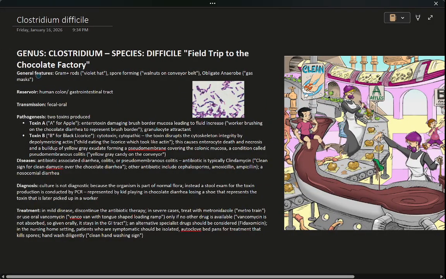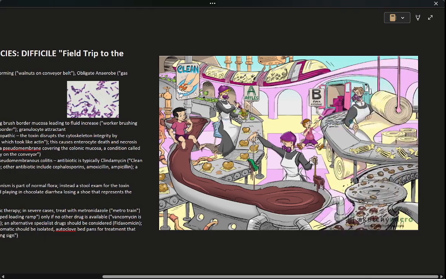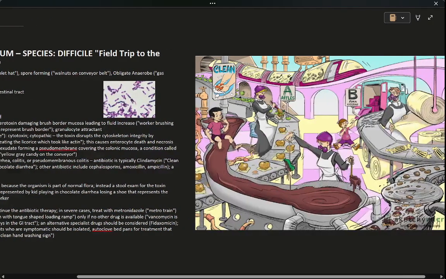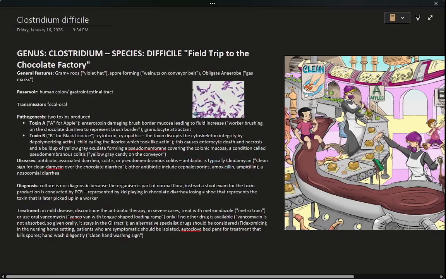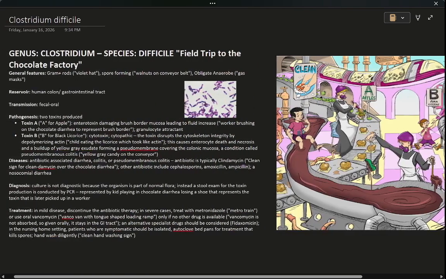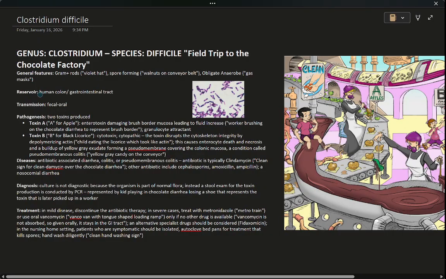And so, some general features are that the bacteria is a gram-positive rod. So think about the violet hat that these workers are wearing. They're also spore-forming, so think about the walnuts and the conveyor belt shown over here. They are also obligate anaerobes, just like Clostridium botulinum, and that's why these workers are wearing the gas masks. As for a reservoir, you'll mostly find them in the human colon and the gastrointestinal tract, and the transmission is through the fecal-oral route.